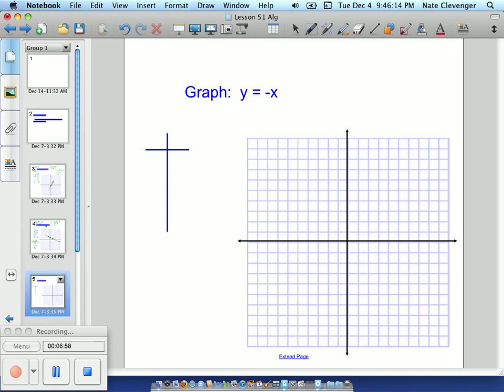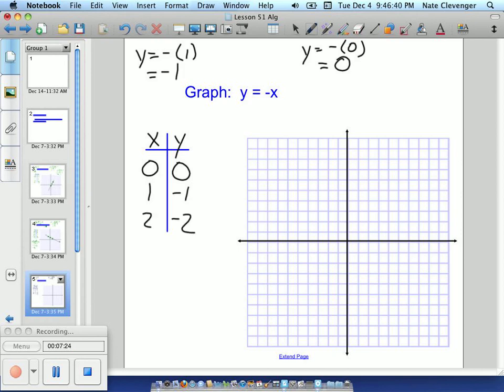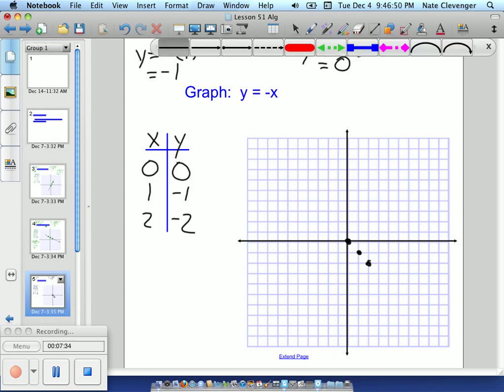Here's one without the extra stuff, but it's still done the same way. We need a value for x, and we're going to plug in 0. When you plug in 0 for negative x, it gives you a negative 0, which is simply 0. So 0, 0. When I plug in 1 for x, that's obviously negative 1. Plug in 2, it's going to be negative 2. So your ordered pairs are 0, 0, 1, negative 1, 2, negative 2.